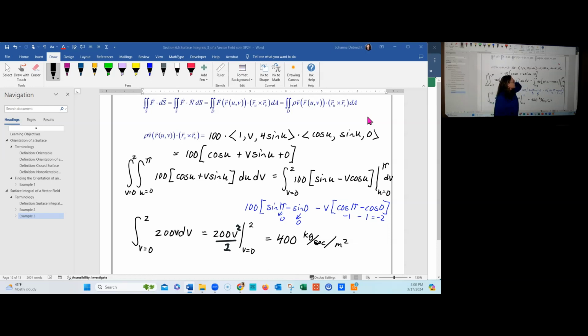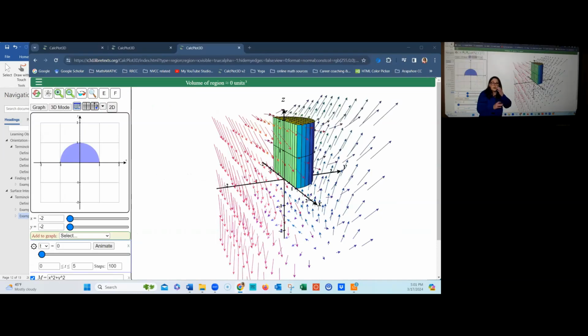In this case, when I look at it, let's suppose that I let u be pi. If I let u be pi, then I get -1, 0, 0. Let's go ahead and figure out what value this corresponds to on our surface. Let's go ahead and look at the point that we're going to have on our surface. This is a picture of the surface in CalPlot 3D in the vector field. You can see that we have a half cylinder right here going from z equals 0 to z equal 2.